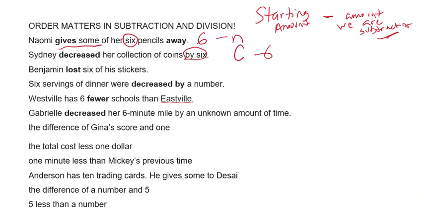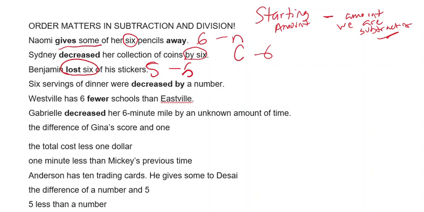Benjamin lost 6 of his stickers. Does that represent the starting amount or the amount we are subtracting? Do we know how many stickers Benjamin started with? Do we know how many he lost? So no, we do not know the amount of stickers that he started with, but we do know that he lost 6. So we would subtract 6 from some number.